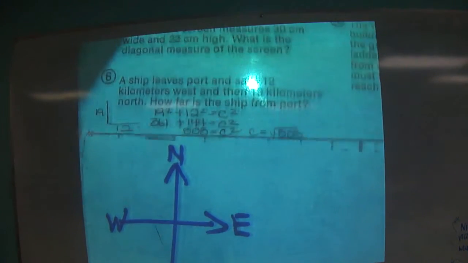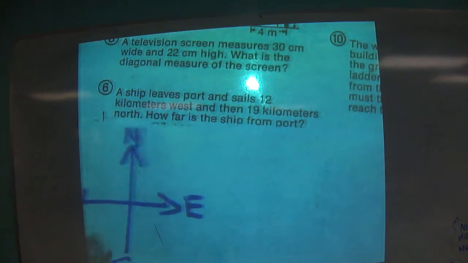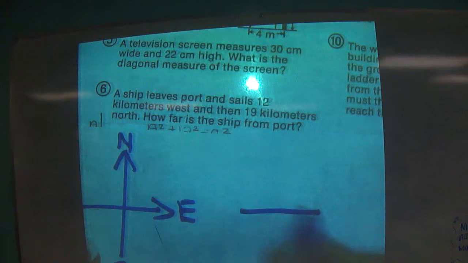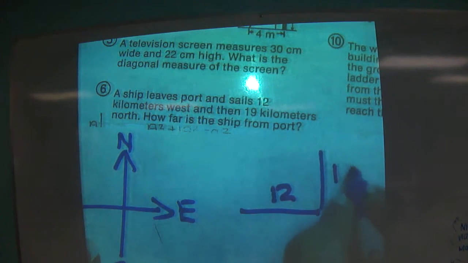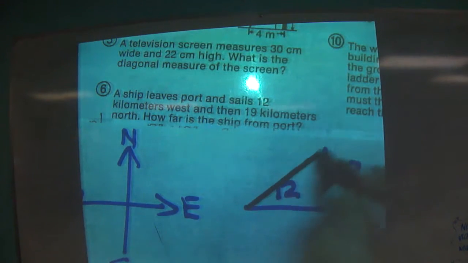Okay? So, a ship leaves port and sails 12 kilometers west and then 19 kilometers north. How far is the ship from port? What did you just discover? What have you just created? A right triangle, haven't you? And you want to know this distance.